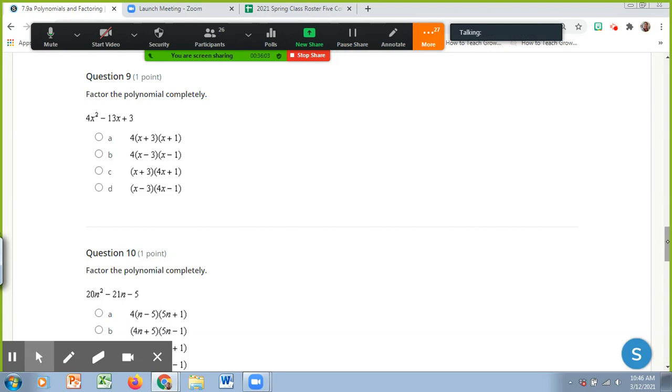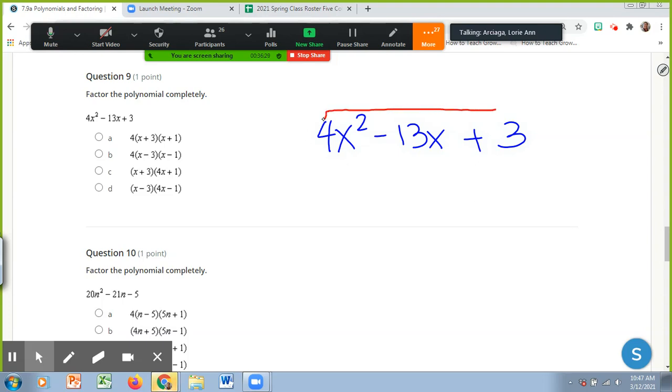Okay. Next, number 9. So it's another trinomial, but now it has a number in front, right? So let me write it bigger over here, and let's try to do another shortcut. If there is a number in front, you gotta multiply it, right? So 4 times 3, what's that? That's 12. So now you're going to look for two numbers that multiply to 12, but they add up to negative 13.